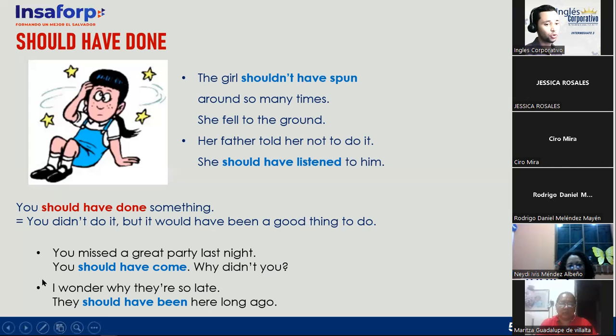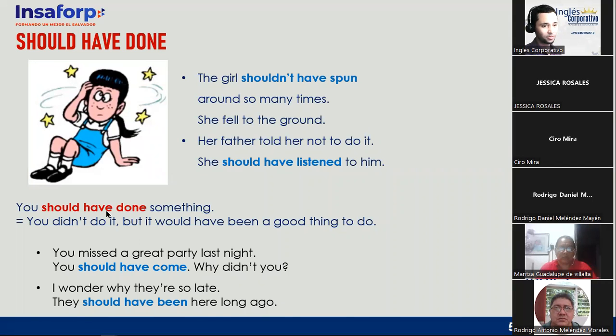¿Ok? You should have come. Aquí pueden ver el patrón ya, ¿verdad? Se ocupa should, have, and then a verb in past participle. Y eso es todo. Should, have, and a verb in past participle. You should have come. Why didn't you? The second example goes, I wonder why they are so late. They should have been here long ago. Ellos deberían haber estado acá hace mucho. Before we continue, do you understand? Do you get the idea, the general idea?